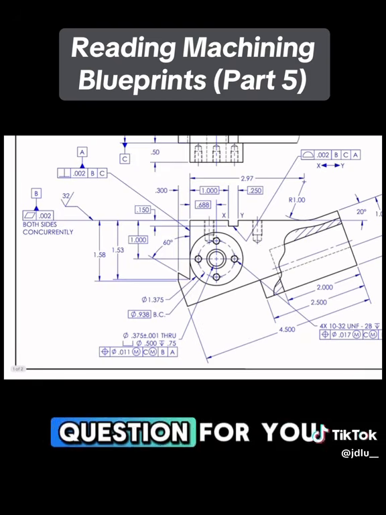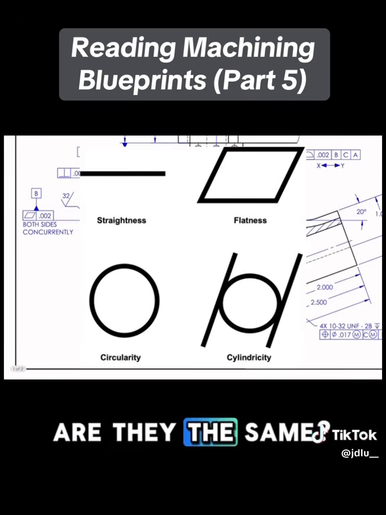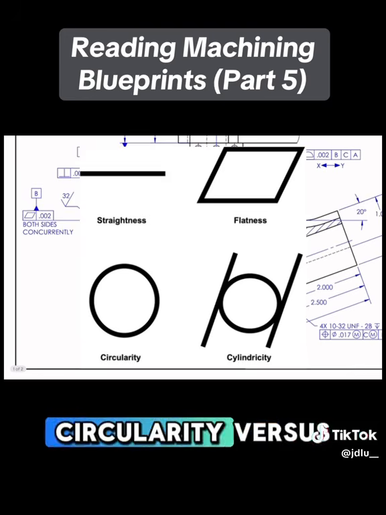Now here's a question for you. What's the difference between straightness and flatness? Are they the same? And how about circularity versus cylindricity?